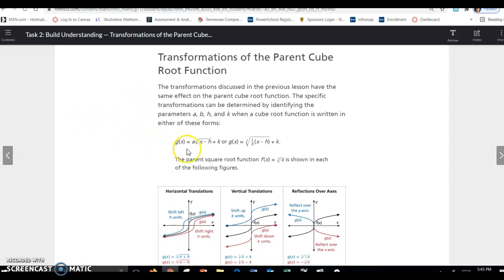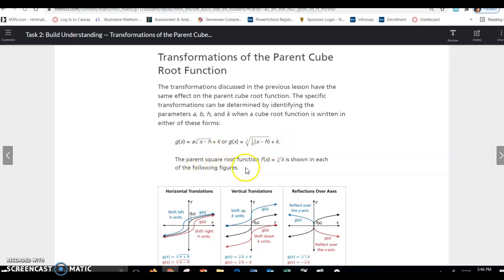You should notice that this looks very similar to what we looked at before. It's going to be a times the cube root of x minus h, plus k. H and k is your vertex. Or g of x equals a times the cube root of 1 over b, x minus h, plus k. Again, h and k is your vertex.